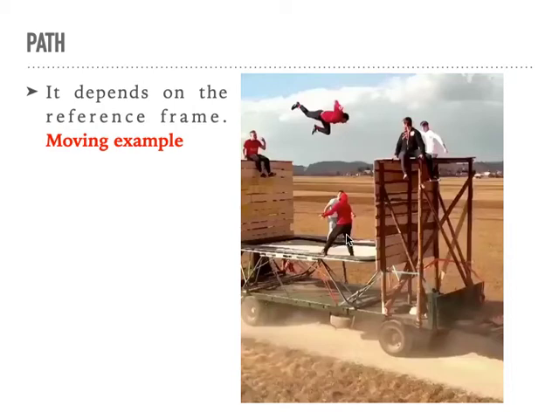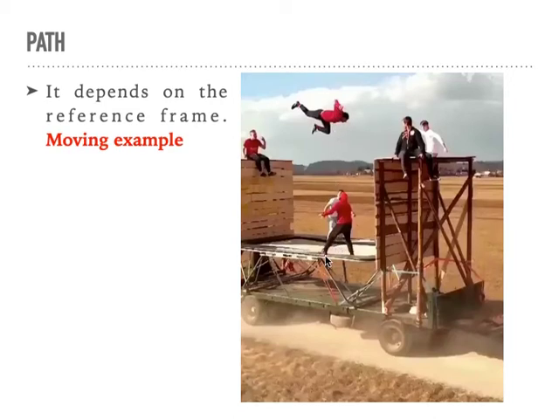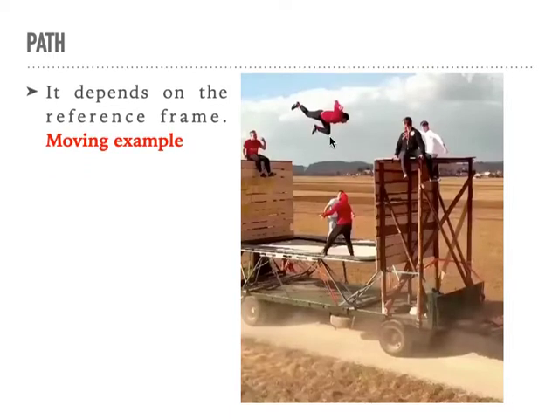The first moment is that this is a person that is falling in this bouncing bed, or I don't know how you call this, and it's going to bounce back and so on. But if you see it from the point of view, from the reference frame of the people standing in here, you're going to think that it follows a linear motion.